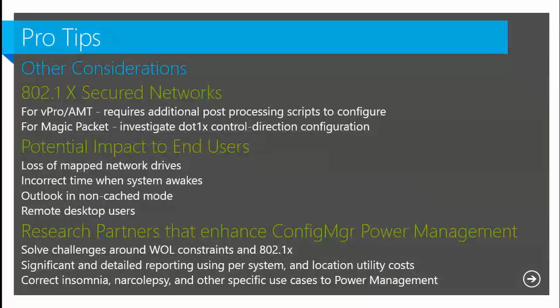There are solutions that solve some of these challenges with Config Manager Power Management, including wake on LAN constraints and 802.1x solutions. We talked about reporting, how basic it is with Config Manager. There's much more detailed reporting in some of the partners and the ISVs, that can even go into details about utilization reporting and really detailed power management reporting. Per device, instead of being blended, you can have per device and location utility costs. And all these steps to configure and correct insomnia and narcolepsy, they provide pretty much automated solutions to doing that.